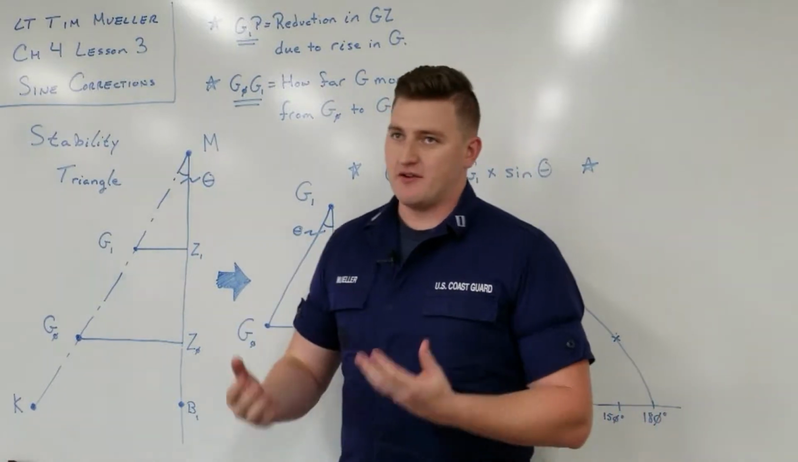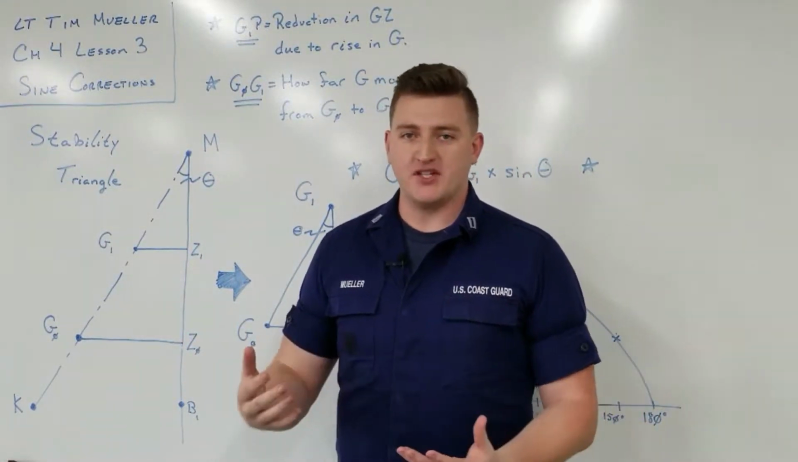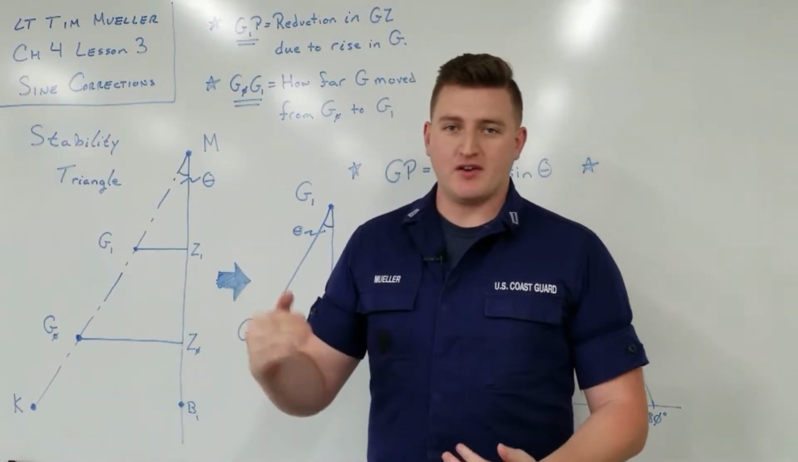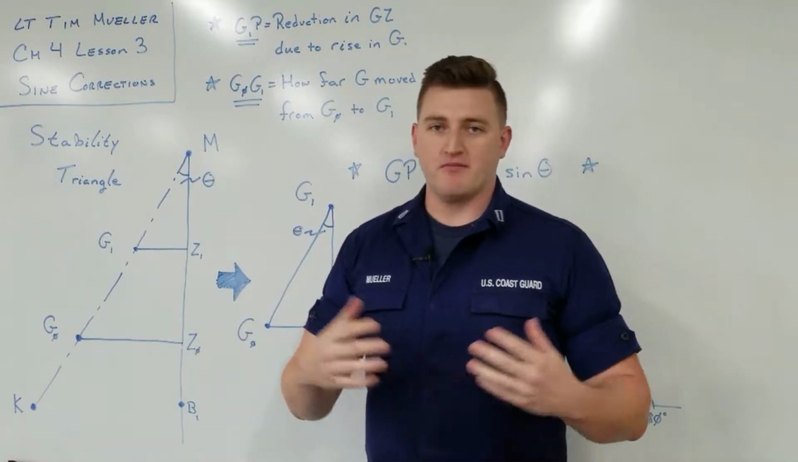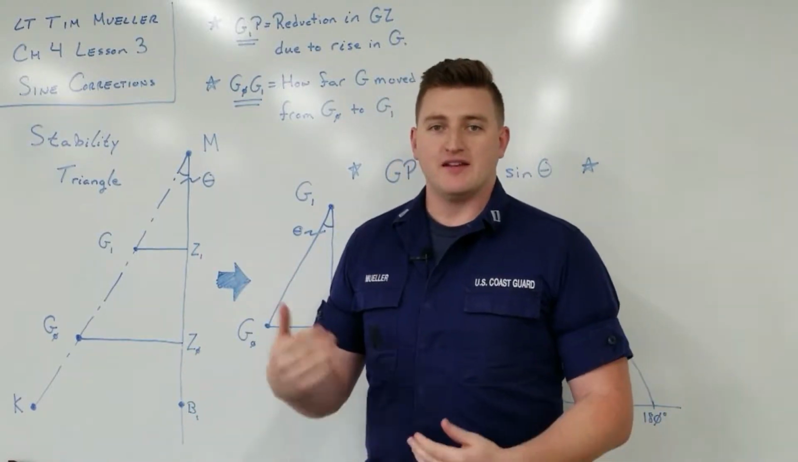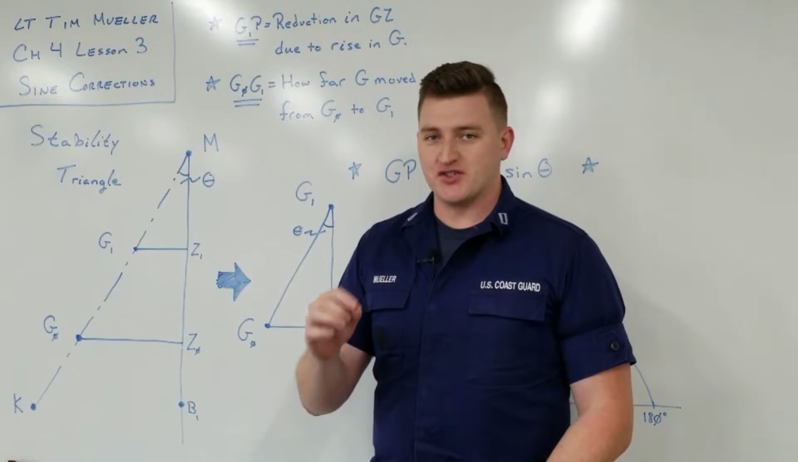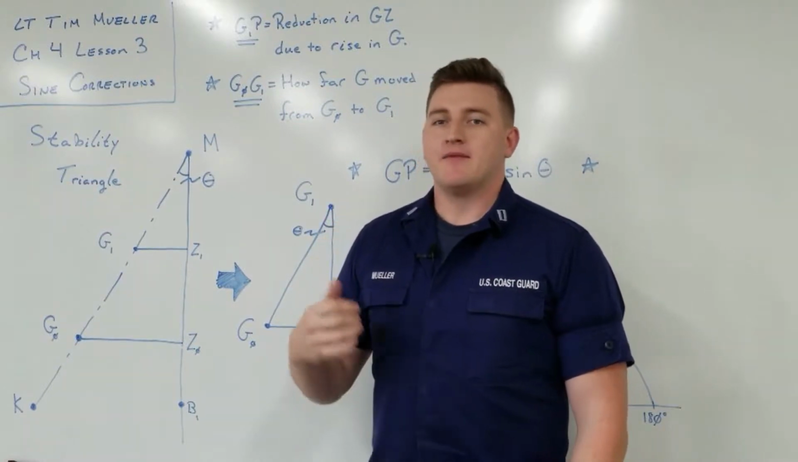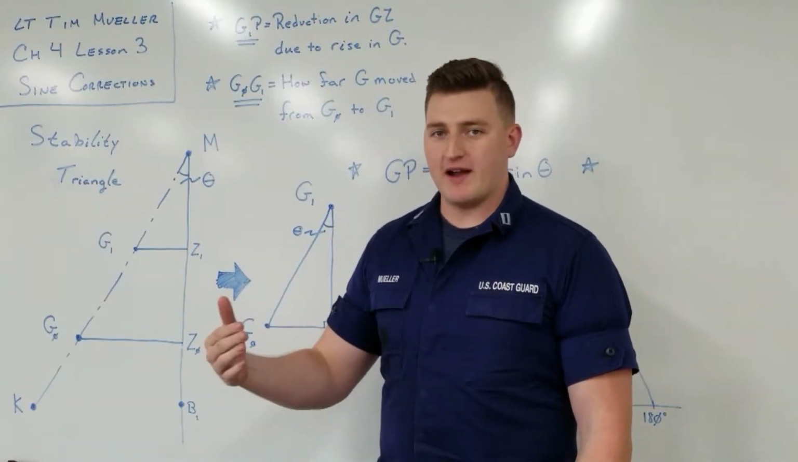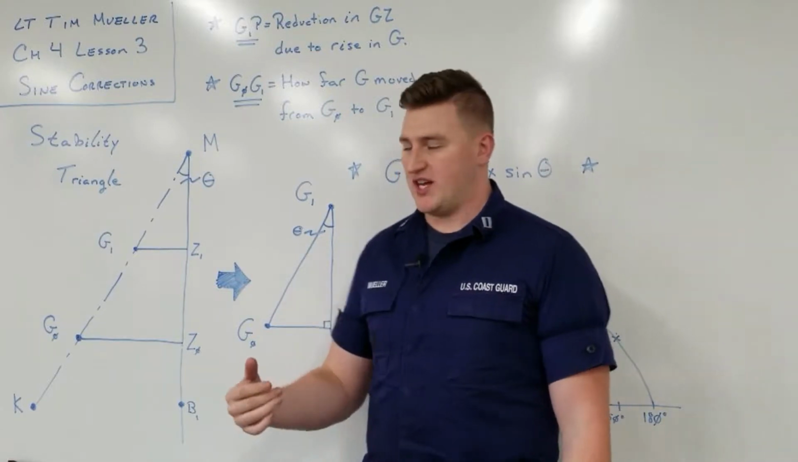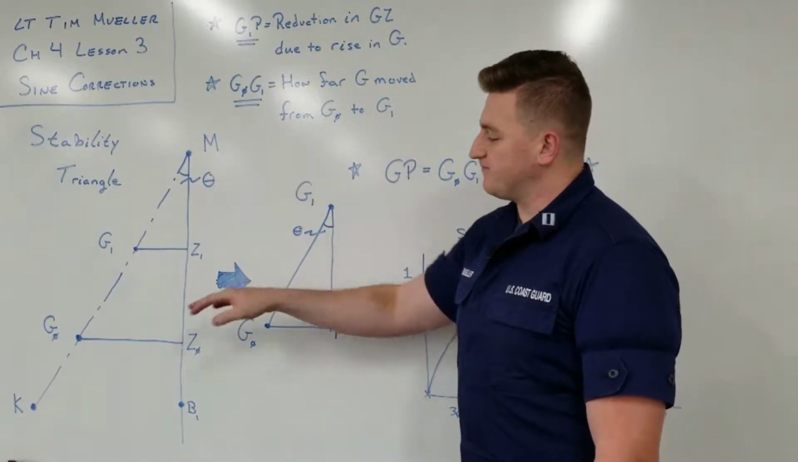Now, we know that the center of gravity from previous lessons is always going to be changing. You can move weight up and down, you can deballast, you can bring on fuel. There's 1,000 different things that you can do to change that center of gravity. So it's never actually going to be precisely on that point. Now we're going to start talking about how to correct for those real world changes. And this is a sine correction.